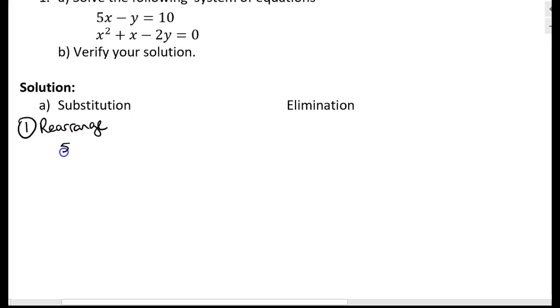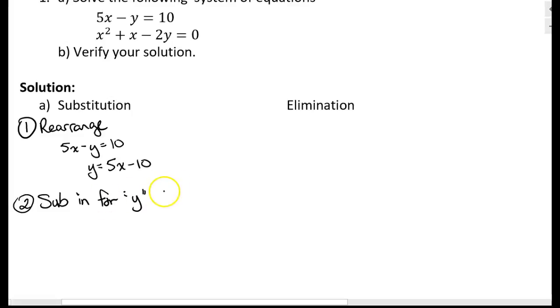So I'm going to take my 5x minus y equals 10, and I'm going to get it so that y is positive, and that this is going to be 5x minus 10. You can take more than one step to do that. However many steps it takes to get y by itself, do what you need to do. Step two, substitution. So we're going to sub in for y in the other equation. Now the key is not to plug back into the original equation. That's not going to help you.